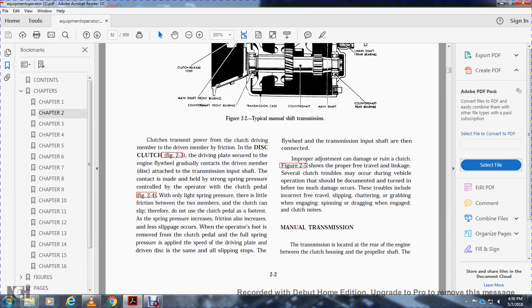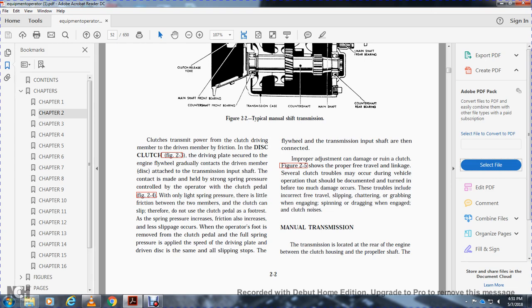Improper adjustment can damage the clutch, so maintain the proper free travel in the linkage. Figure 1.25 shows several clutch troubles that may occur during vehicle operation. These should be documented and turned in before damage occurs. The troubles include incorrect free travel, slipping, chattering, grabbing, failure to disengage, spinning, and dragging, along with engaged clutch noises.